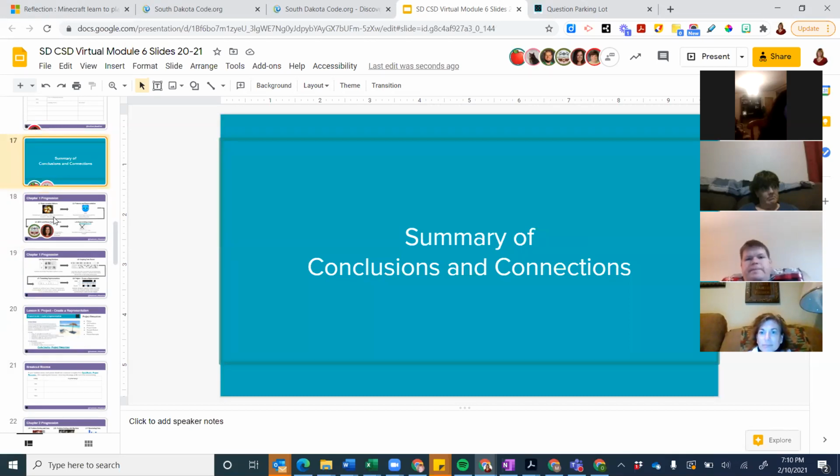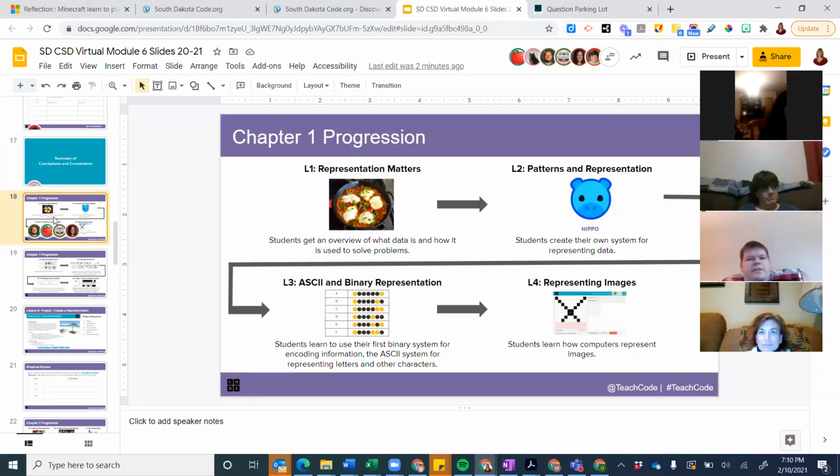All right. So this is kind of taking a look at where we're at in the chapter 1 progression, and obviously you can go through and read all the fine print. I'll just read the bold print. What we start with on slide 18 is that representation matters, and then we move to lesson 2 where we talk about patterns and representation, and then lesson 3 where we deal with ASCII and binary representation, and then lesson 4, which deals with representing images. So we kind of talk about how data looks and how it works.